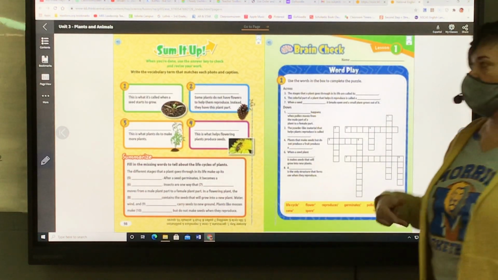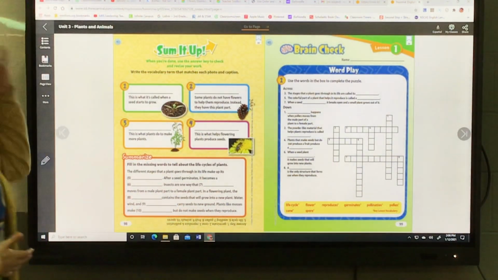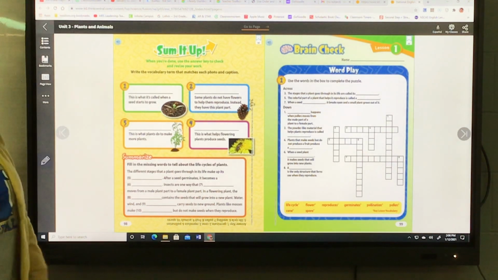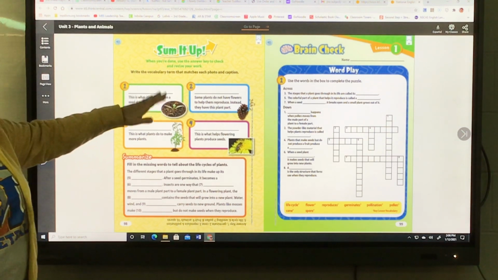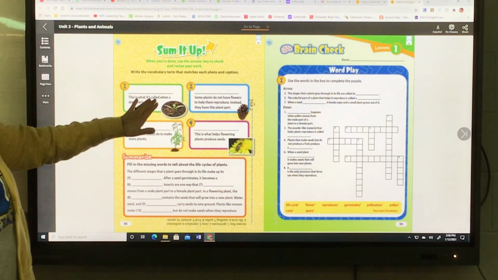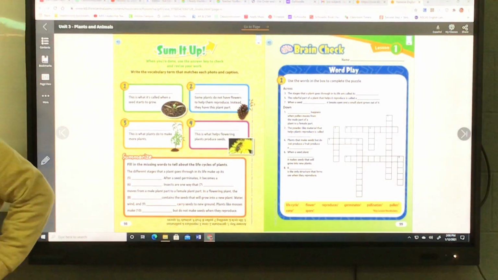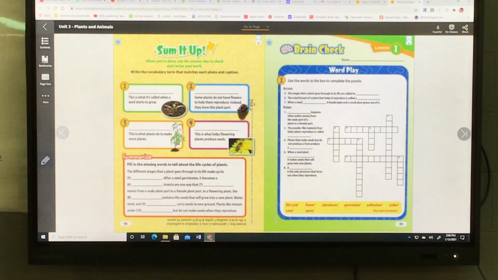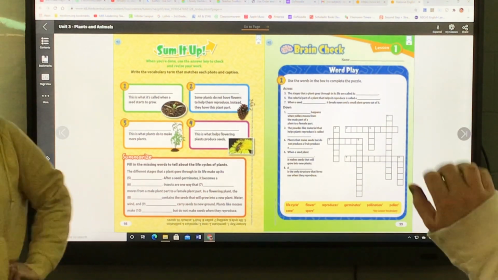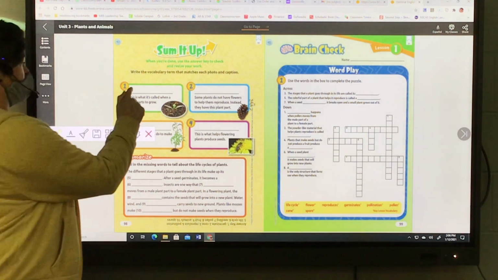All right, now we are to the review of that short lesson. The sum it up says when you're done, use the answer key to check and revise your work. It says write the vocabulary term that matches each photo and caption. This is what it's called when a seed starts to grow. Do you remember? What is that word when a seed starts to grow? Amy? Seedling. You are correct.